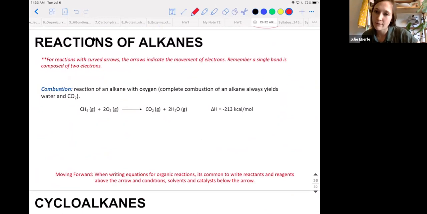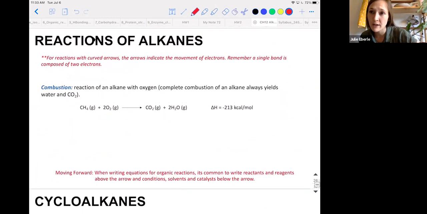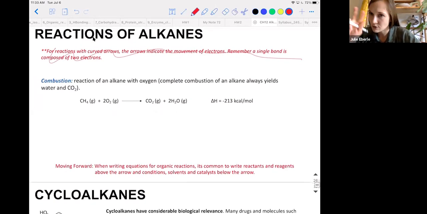The only type of reaction we're going to talk about with alkanes is combustion. And if you took me for 1402, I definitely talked about combustion reactions. You should maybe recognize what a combustion reaction is. Ignore this statement up here. I don't have any curved arrows on this slide. You might see curved arrows in examples in your textbook. Just remember any arrow indicating movement of electrons represents 2 electrons, okay?